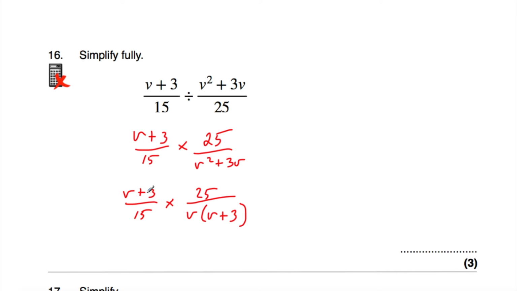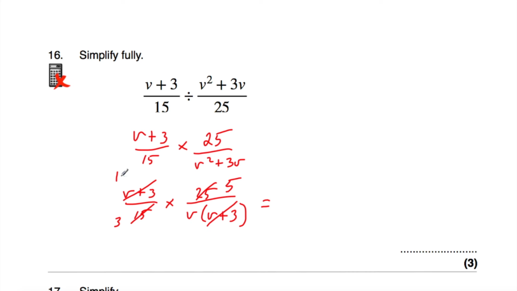That's fantastic. We can see that this numerator can be divided by v plus 3, and so can this denominator, so they can be cancelled down. And actually, this numerator and this denominator are both divisible by 5. So let's do that. If we divide both this numerator and this denominator by v plus 3, on the numerator here we'd just be left with 1, and this denominator, we'd just be left with v. Now let's divide both this numerator and this denominator by 5. So 15 divided by 5 would be 3, and 25 divided by 5 would be 5.